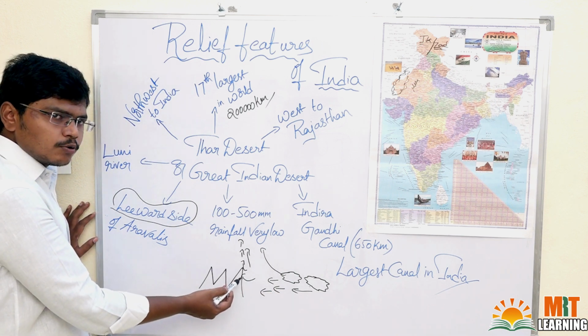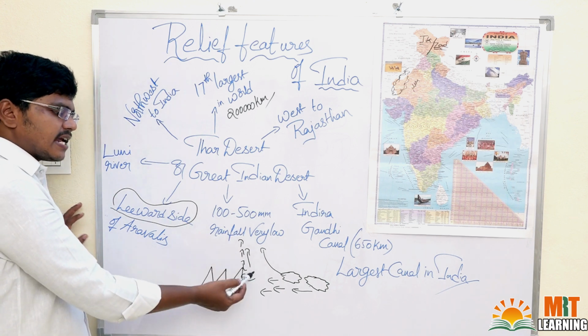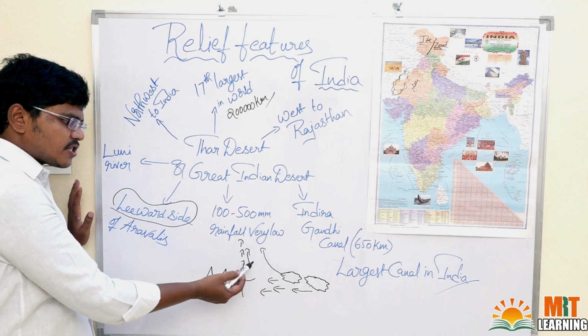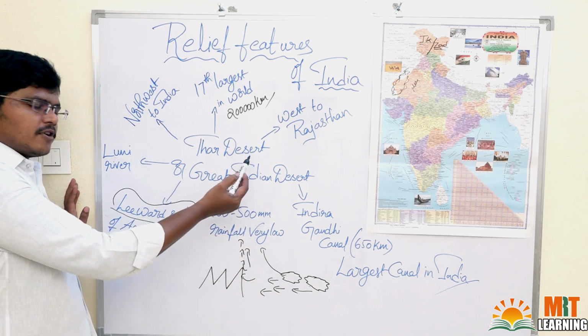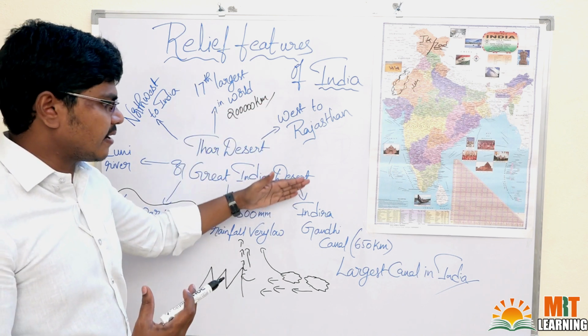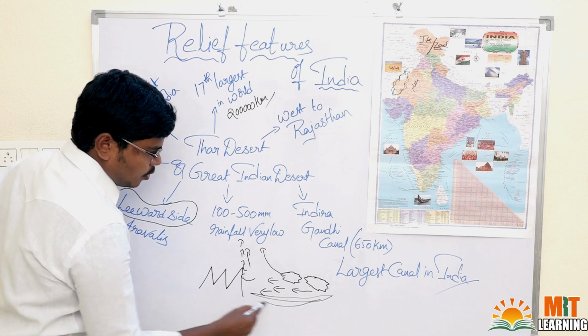When it comes near the mountains, because of the slope, the wind changes its direction upwards. Then the clouds also change direction and move upwards. Then the cloud size becomes big, and it starts bursting, and the rainfall will occur. So total rain we can see on this side only.